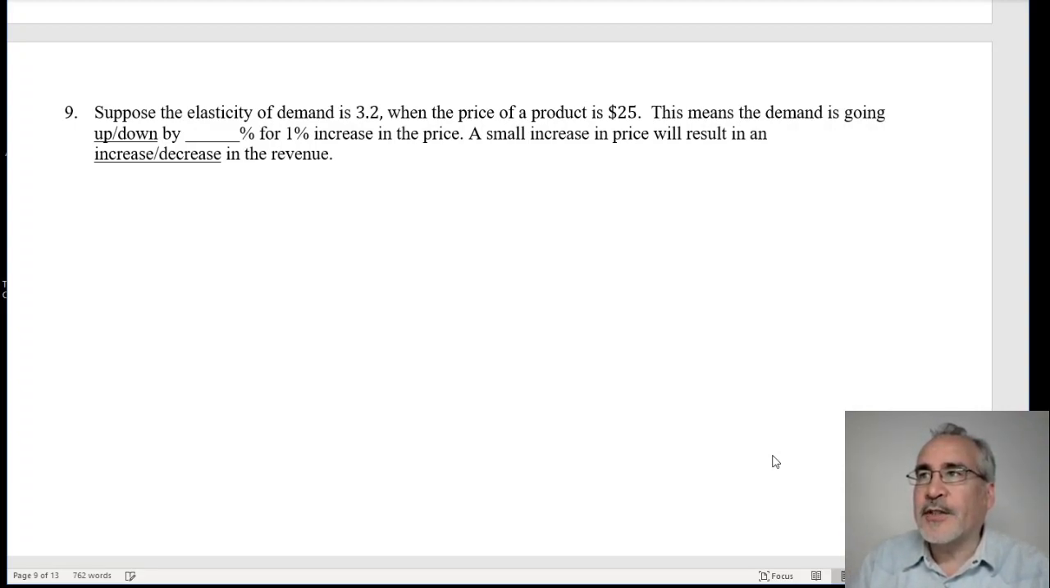This is the first question in the section on 12.6. Okay, so first, suppose the elasticity of demand is 3.2. That's what E equals, at a particular price, $25.